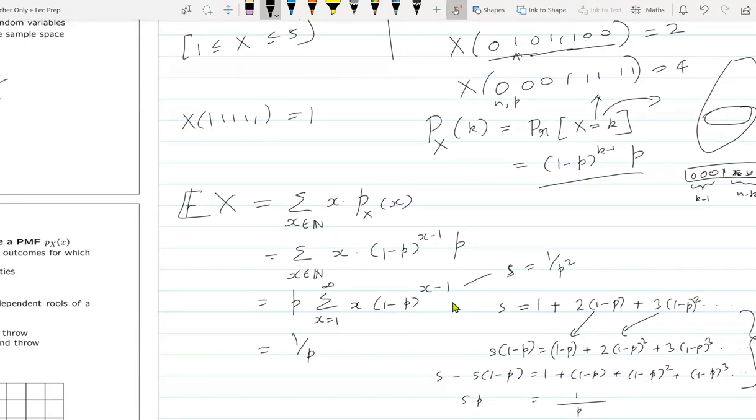Any random variable which has a probability mass function like this is called a geometric random variable. So we have now seen two kinds of random variables. One was the binomial random variable, where you count the number of heads, and the other is the geometric random variable, which is how long you should wait to see a head.